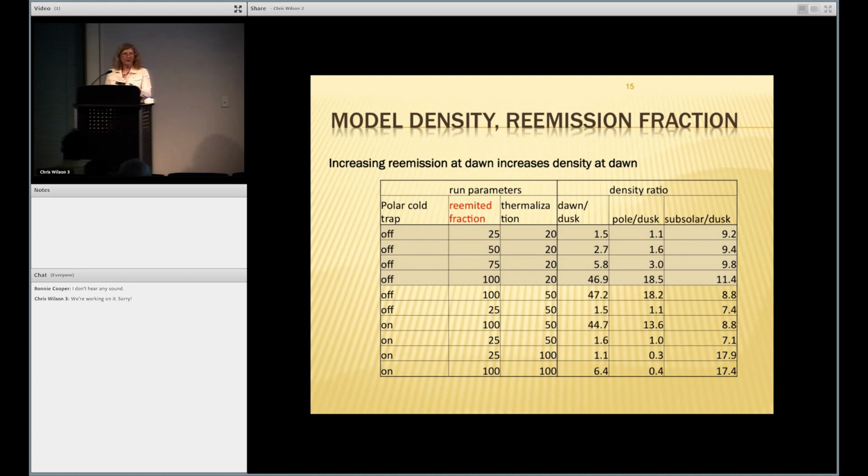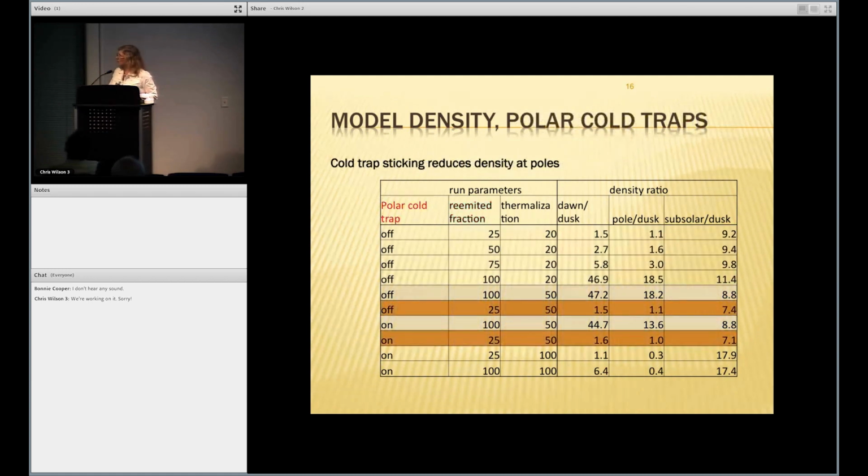are re-emitted when that particular portion of surface comes back into sunlight, and if it's 100% re-emitted, then you'll get a really large dawn enhancement, and if you assume 25% are re-emitted, then you get much less of a dawn enhancement. And so then you look at the polar cold trap. It affects the dawn to dusk ratio much less.